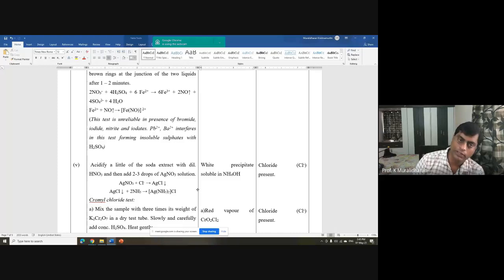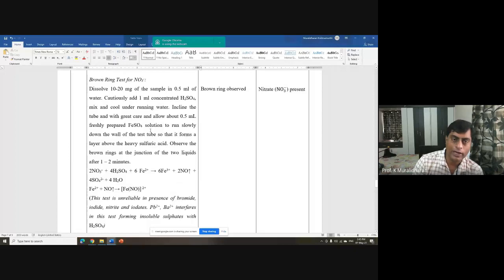But this may not really interfere in this case, because you are going to make the sodium carbonate extract. So lead would have been already precipitated there. You will have only nitrate in the solution, so lead may not interfere in this case. I'm not sure whether lead chloride is soluble in water. I think it is not soluble, because strontium nitrate is soluble. Lead chloride may not be soluble.